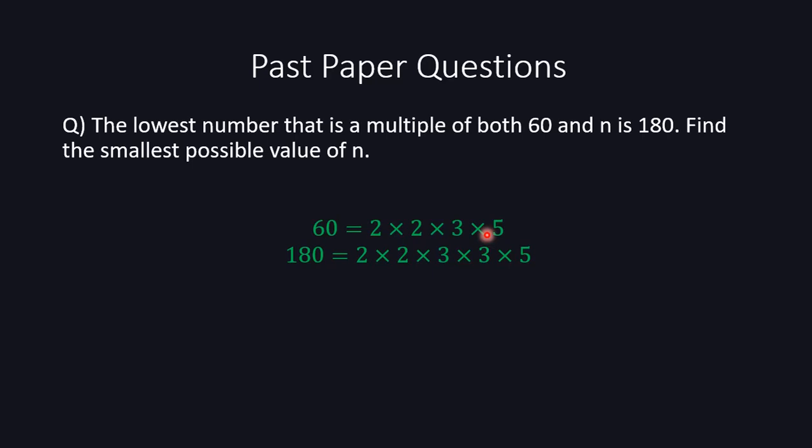This means that this 3 is coming from the second number, and so n must contain at least one 3. However, it is going to contain two 3's. There are two 3's over here and only one 3 in 60. Therefore, the two 3's must be coming from n. The rest of these numbers are common to both 60 and 180, and therefore these numbers may or may not be present in n. However, since we have to tell the smallest possible value of n, we are only going to be considering the absolutely necessary prime factors, which are 3 and 3. So n is going to be equal to 3 multiplied by 3, which is equal to 9.